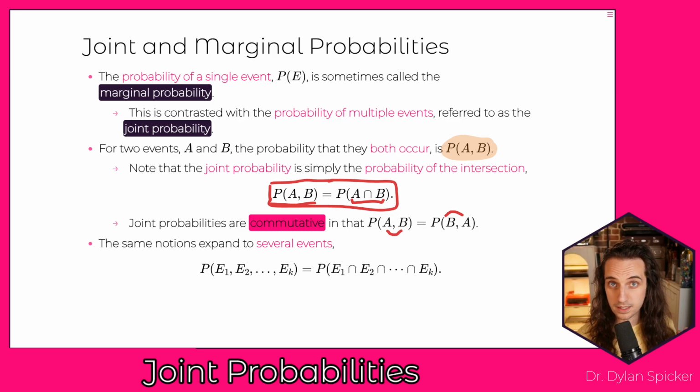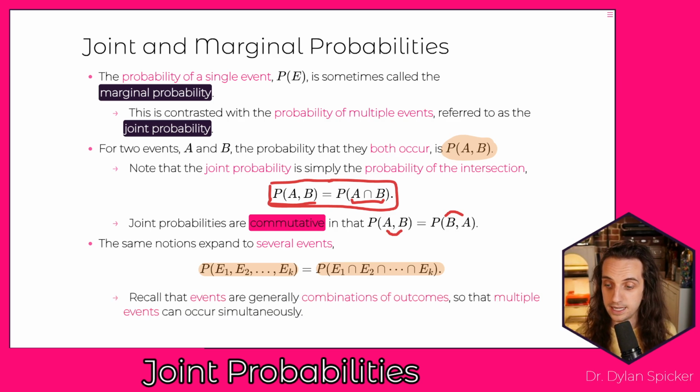Now, if we had more than two events, we can extend the notion of joint probability to as many events as we want. All right, so here we have a sequence of events, E1 up to EK. That's just defined to be the probability of the intersection of all of those, right? But ultimately, it's the same type of thing. Joint probabilities, we can have as many events as we would like.